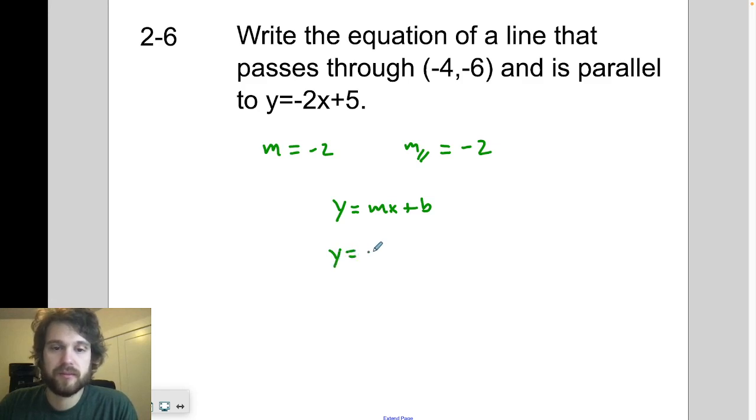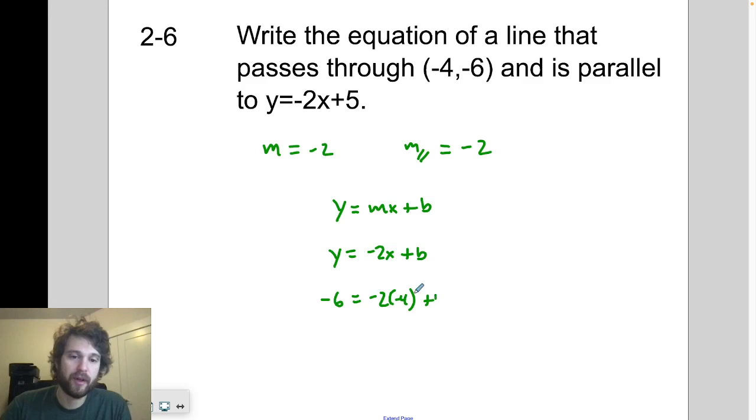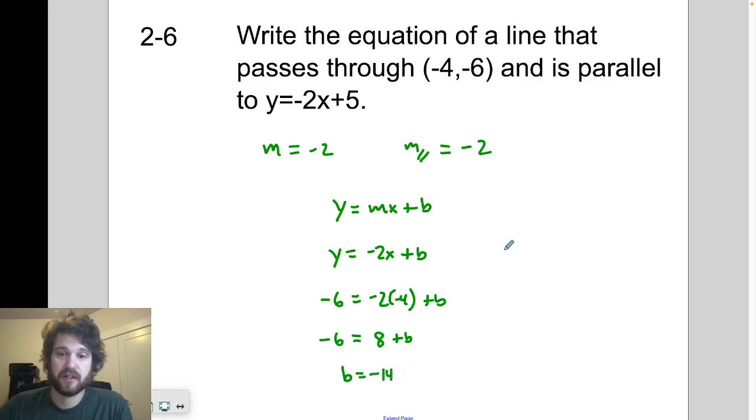Plug in the slope of my new line, which is -2: y equals -2x plus b. Plug in the point: -6 equals -2 times -4 plus b. Multiply those two together. You get -6 is equal to 8 plus b. Subtract 8 from both sides. b equals -14. So your final answer is y equals -2x minus 14.